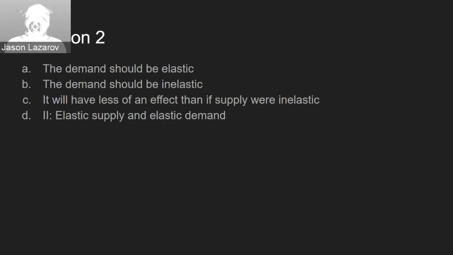And for C, it would have less of an effect than if the supply was inelastic, because that means there are fewer substitutes for people to start eating instead of junk food. So it would have to be an inelastic supply. And for D, we chose option 2, an elastic supply and elastic demand, from the questions before.